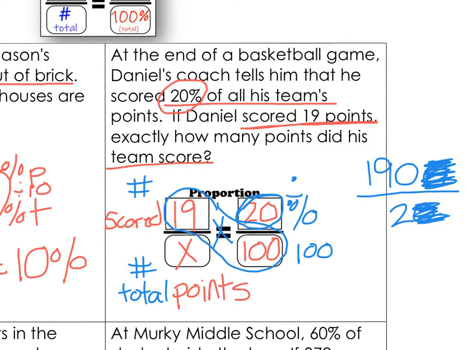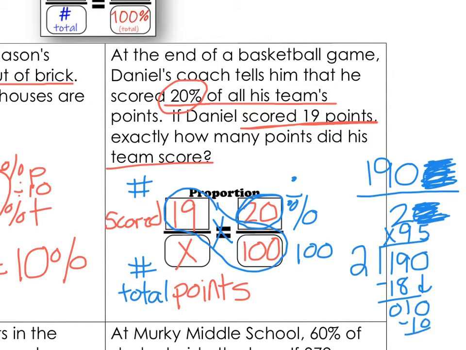Okay, and now I have 190 divided by 2. So let's go ahead and do that. I have 2 divided by 190. All right, so 2 does not go into 1. 2 goes into 19 9 times. 2 times 9 is 18. Subtract. Bring down your 0. 2 goes into 10 5 times, which 2 times 5 is 10, and now we've zeroed out.